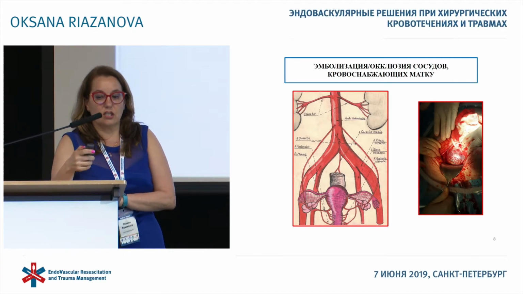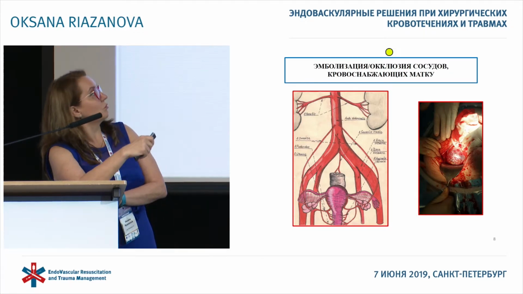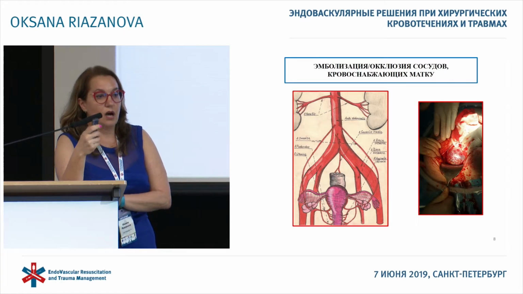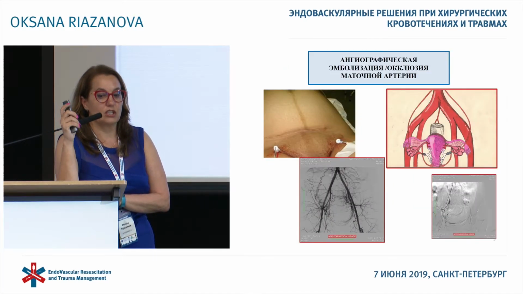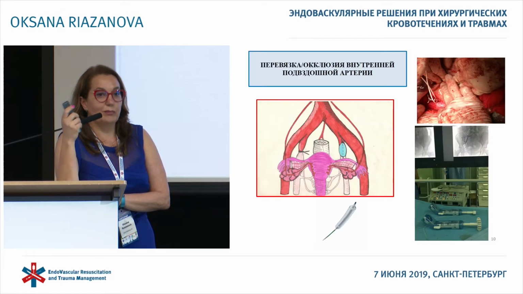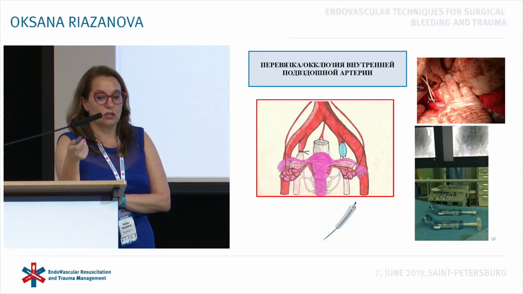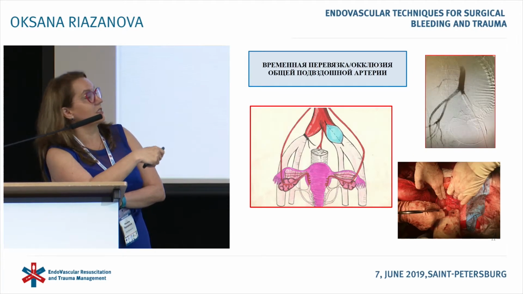In order to solve this problem, we need to stop the blood supply. We need to occlude the vessels at this level approximately. This is the aortic level. So when we came to this understanding, we exercised a multi-step approach because we started from embolization or occlusion of the uterine artery. It was not efficient. And then we started doing the occlusion of the internal iliac artery, then external iliac artery.